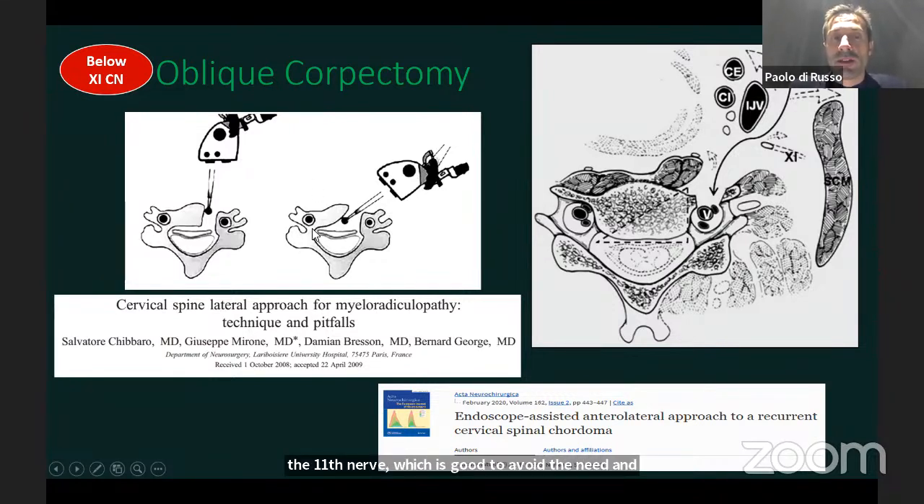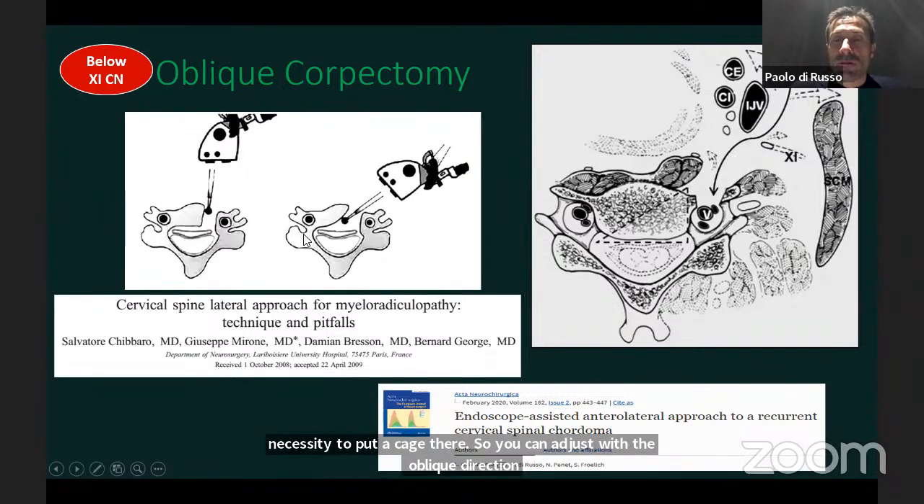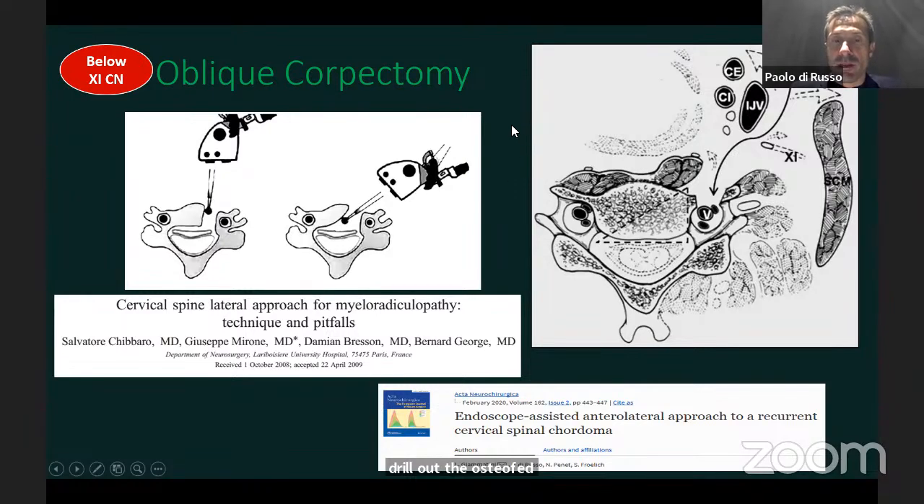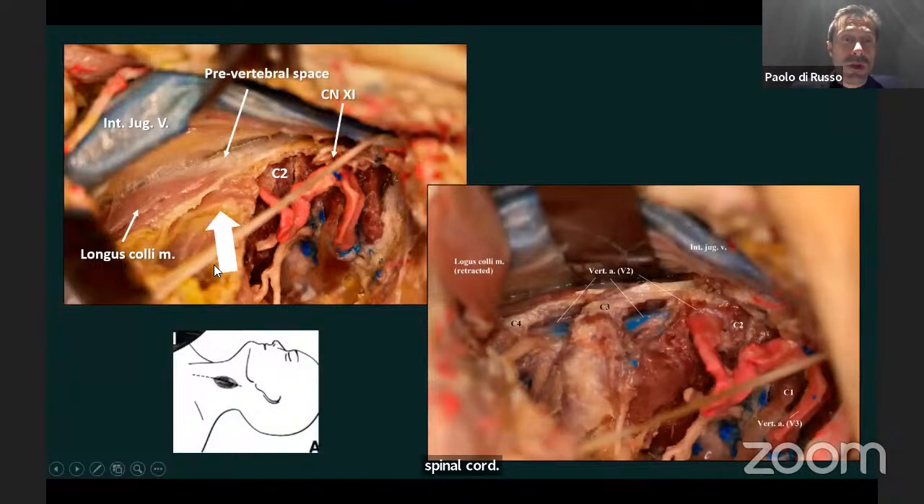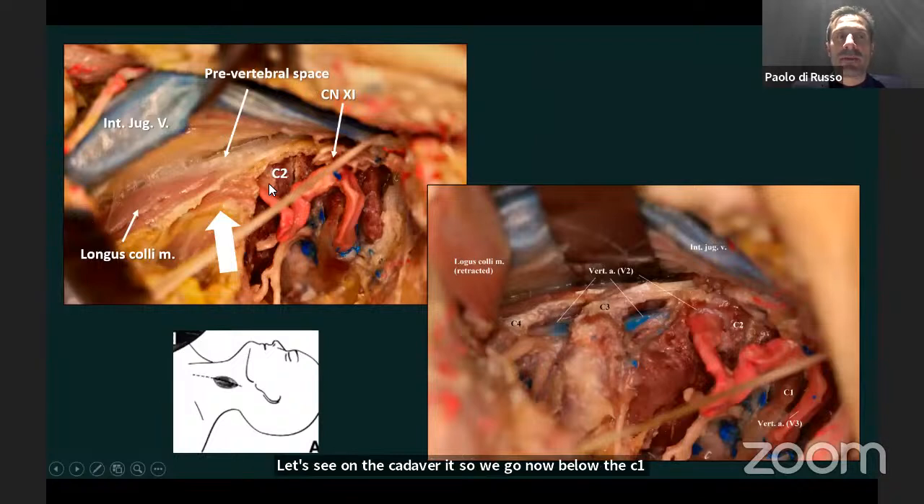So you can just, with the oblique direction, drill out the osteophyte and remove the compression from the cervical spinal cord. Let's see on the cadaver. So we go now below the C1, longus colli muscle. You see here, this is the prevertebral space posterior to the internal jugular vein. So you put the retractor here, and with your finger you create this space like we do during the ACDF approaches, and you start to see the vertebral artery inside of the foramen and protected by the venous plexus.